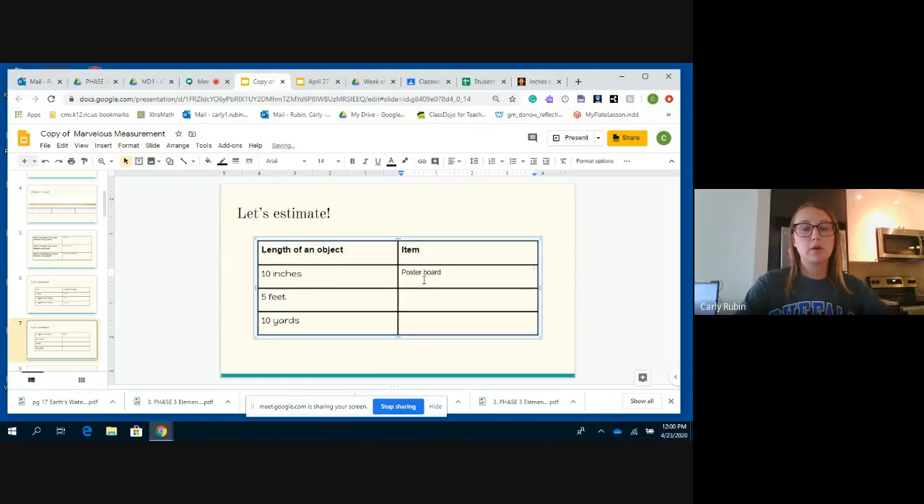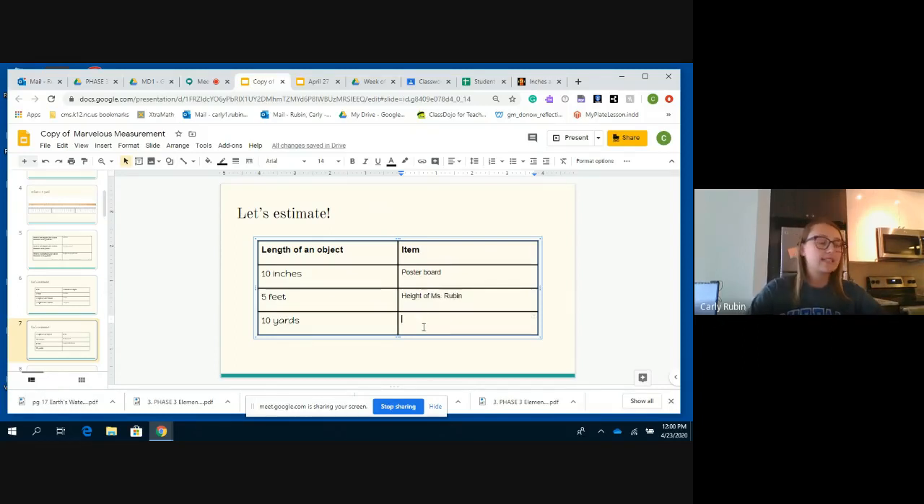Think about the posters we have in our classrooms. They're a little bit longer. All right, 5 feet. All right, that is about the height of me. So I'm going to say the height of Miss Rubin.